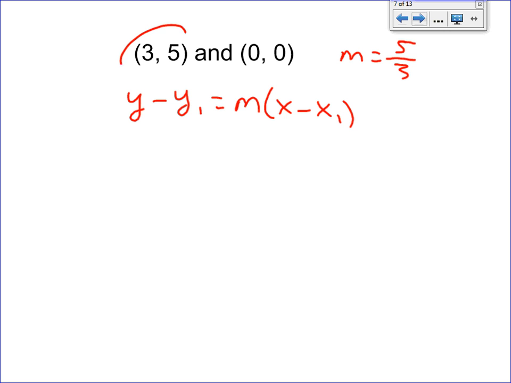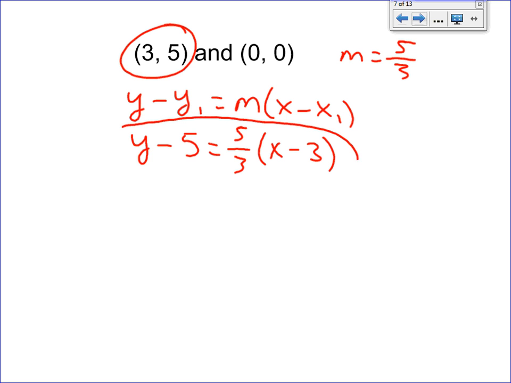So here's my 2 points. I already figured out that my slope is 5 over 3. So y minus y1 equals slope times x minus x1. So let's pick a point. Let's use this one. Y minus 5 equals 5 over 3, x minus 3. And then that's point slope form, so this is one of the 2 answers.